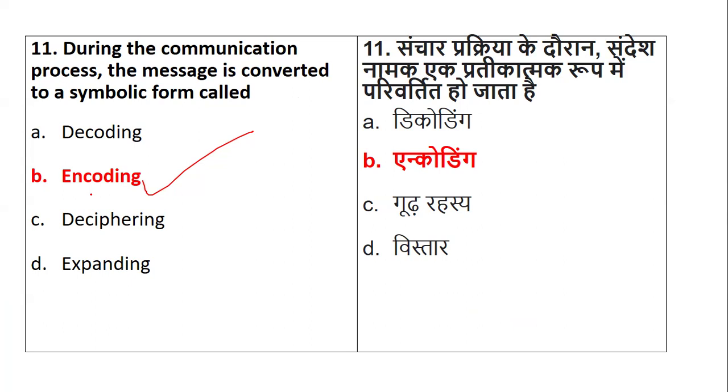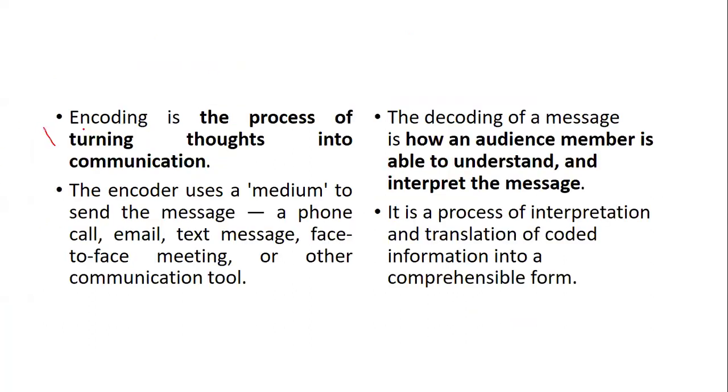And when the receiver gets a message, the receiver tries to interpret the message in his own language or own terms. That is called the decoding process. So the sender encodes and the receiver decodes, right? We have explained encoding and decoding very well, but to understand it once again: encoding is a process of turning your thoughts into communication, whereas decoding is how an audience is able to understand and interpret the message. So formation of a message comes in the form of encoding, and interpretation of the message comes in the form of decoding. You can keep these terms in mind.